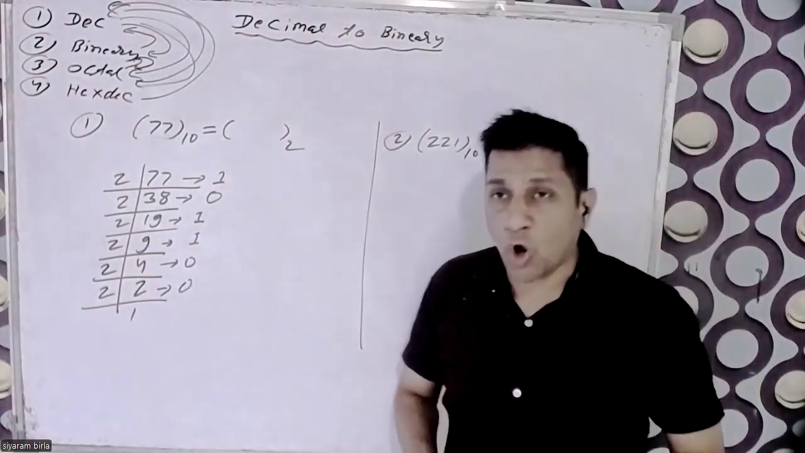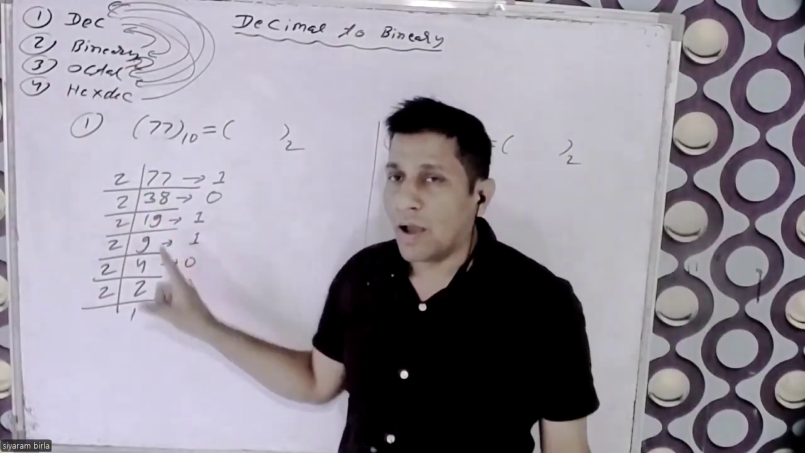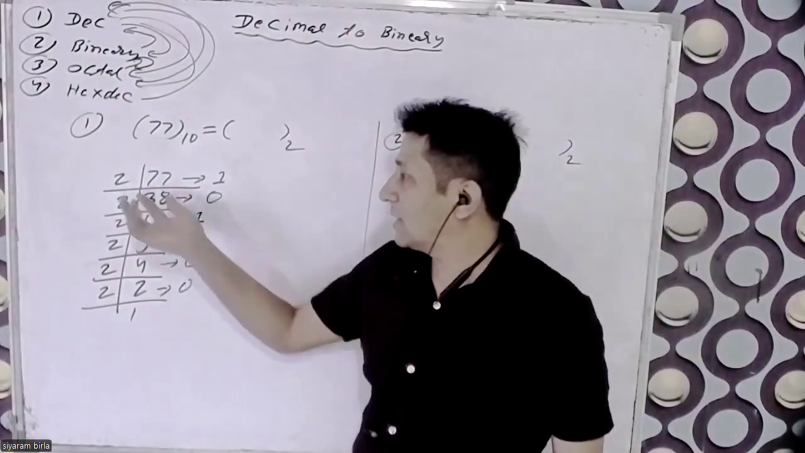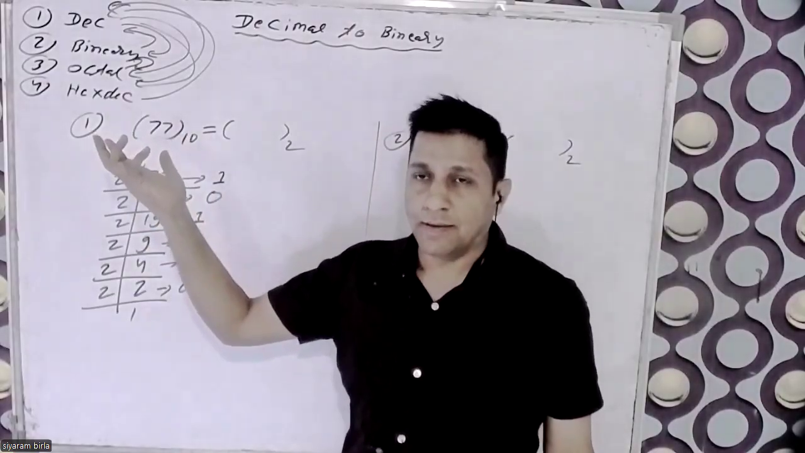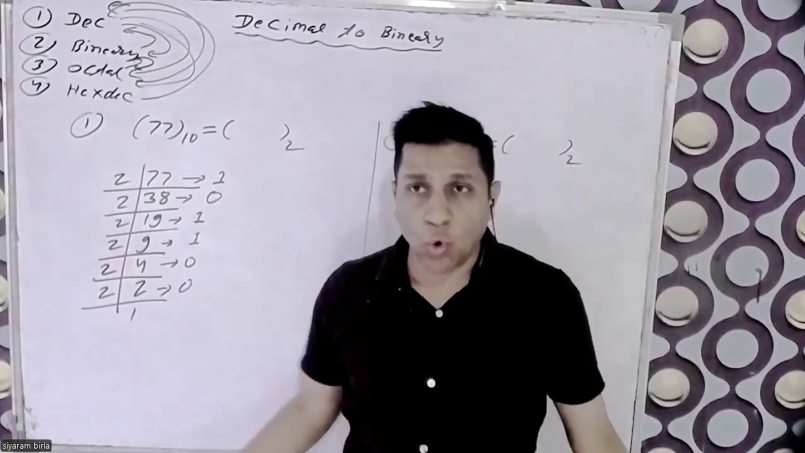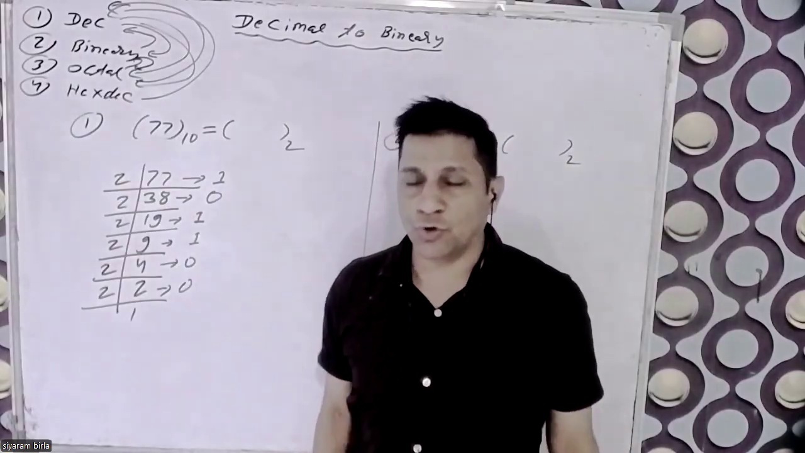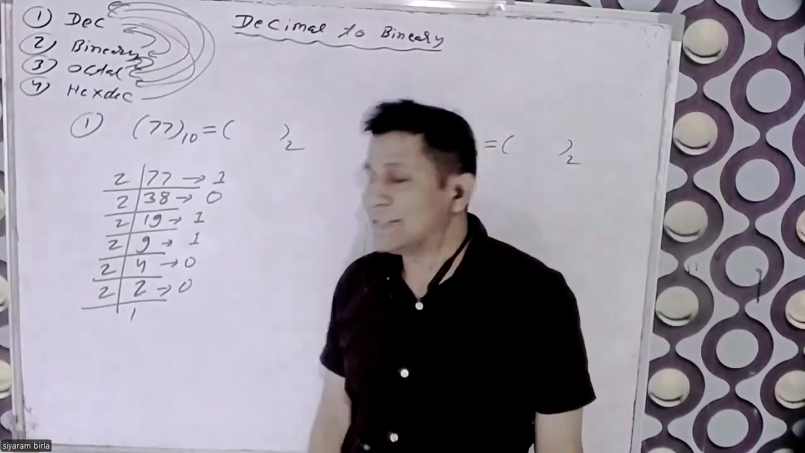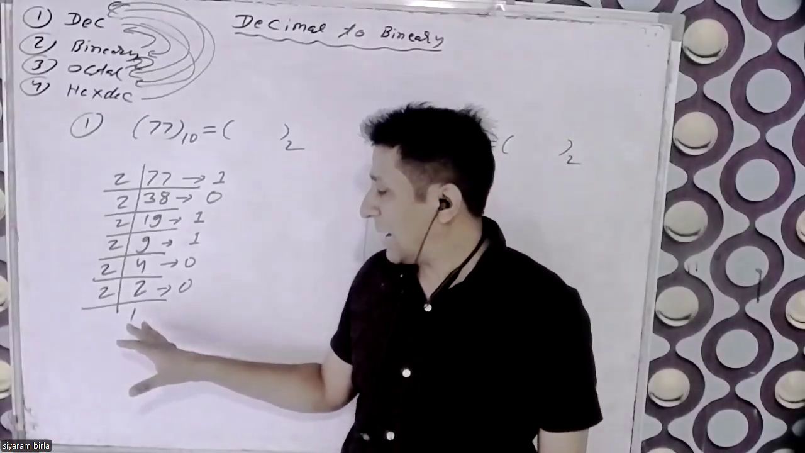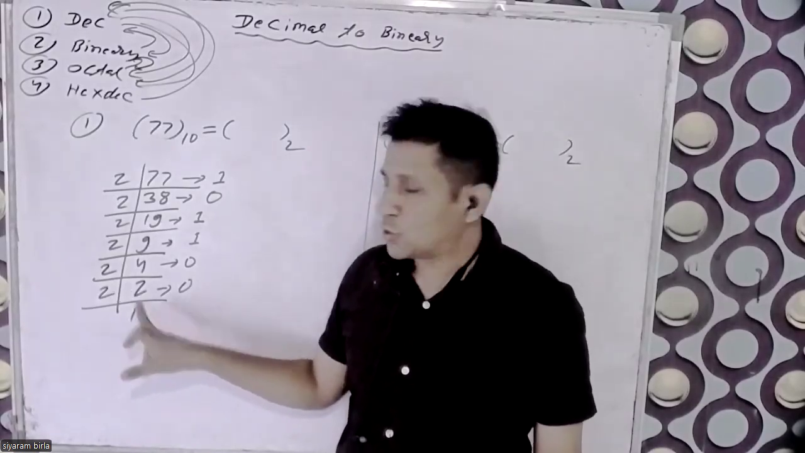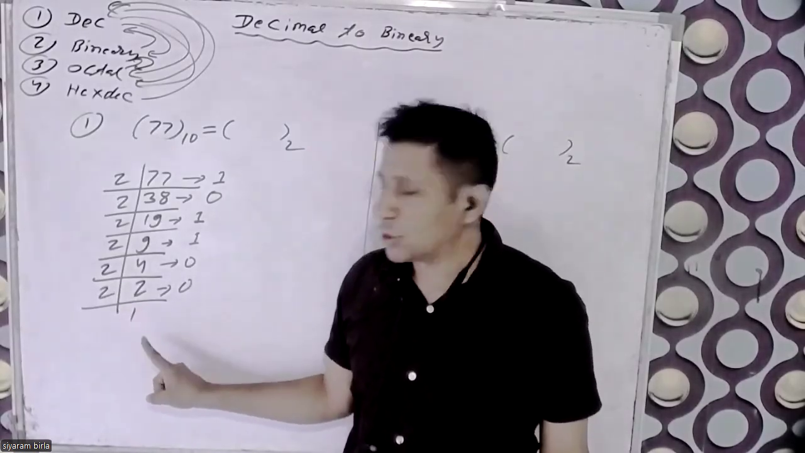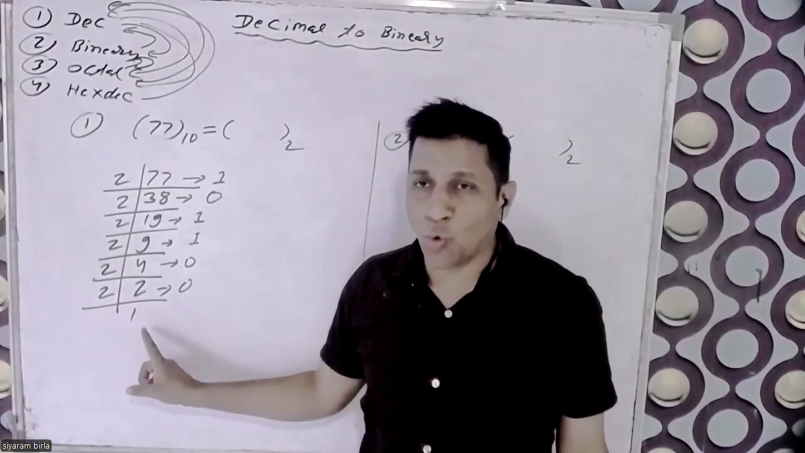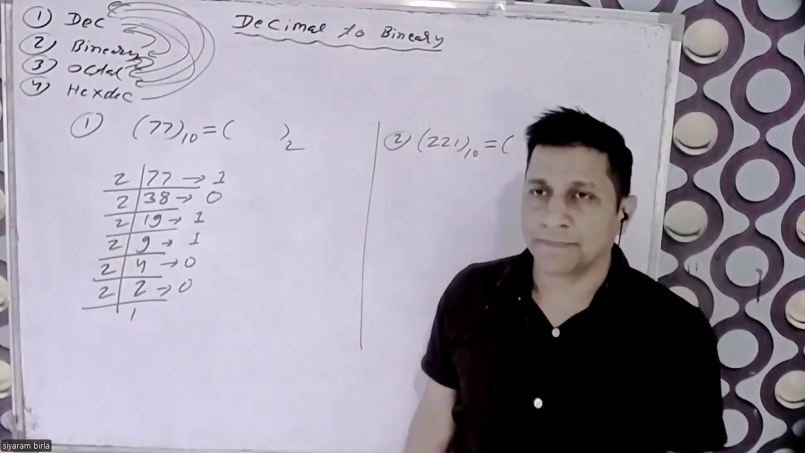Why can I stop? Because the base is 2 and the remaining part is 1. Whenever the base is higher and the remaining part is lower, you can stop there. You cannot take LCM further. It should be the maximum number. If it is 3, I can definitely divide, but here the remaining part is 1 and the divisor is 2, so it's a lower number and I can stop here.